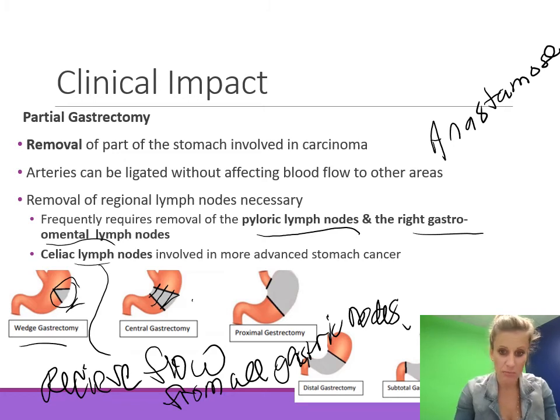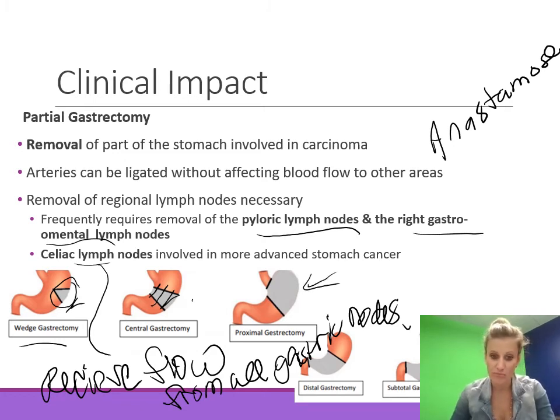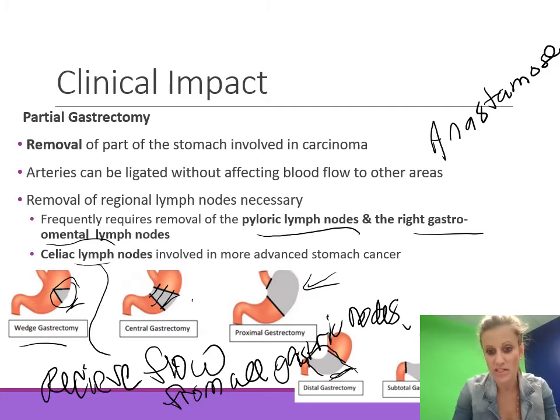Okay, here, the proximal region has been removed. In this case, the distal region has been removed, so the pylorus and part of the body have been removed. Subtotal is when almost the entire stomach is being removed, and then a total gastrectomy is when the entire stomach is removed. And then in this case, the esophagus just gets connected directly to the duodenum.